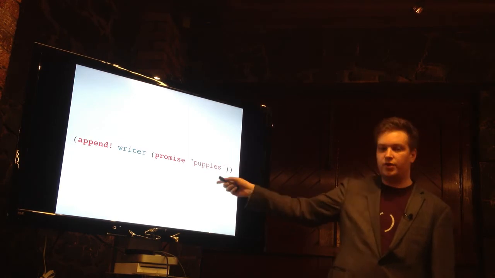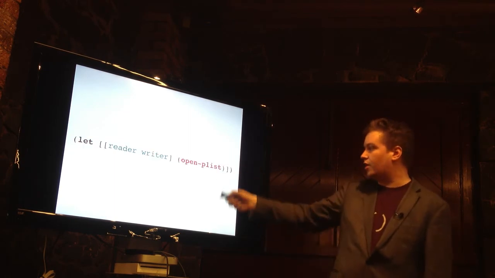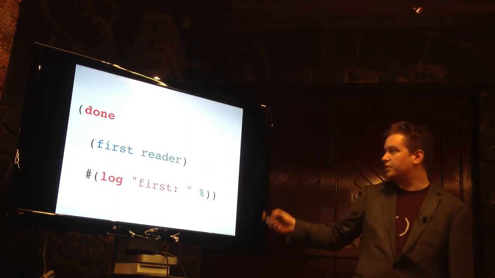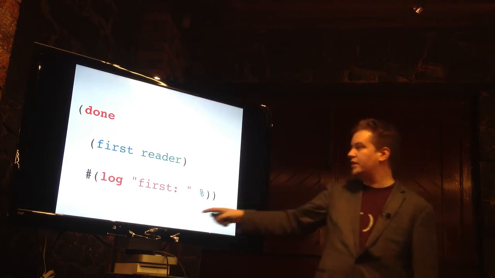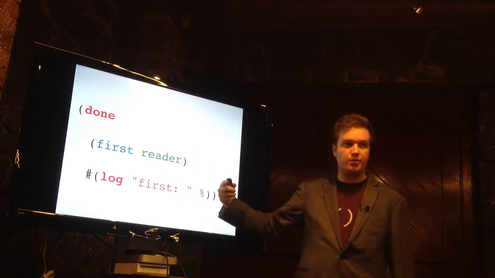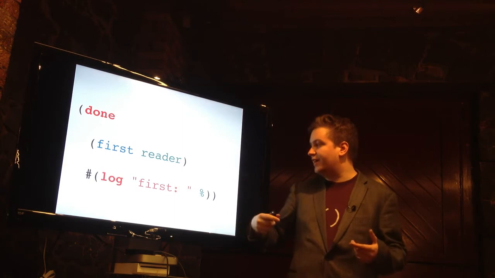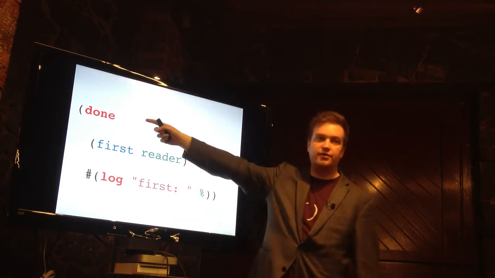So this code follows on from the previous slide. So we had our reader writer. This is appending something to it. And then we can pull the value out of it. So first, as I said, returns a promise. And to actually get the value inside that, we use the done function.